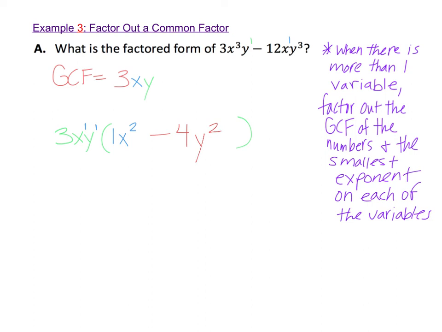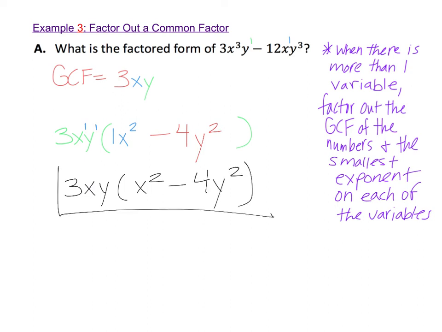Take away all the exponents that are 1's. So your final answer would be written as 3xy times, and then 1x squared is the same as just x squared. So I have x squared minus 4y squared, and that's your final answer.